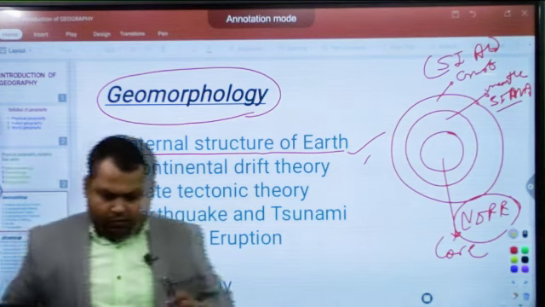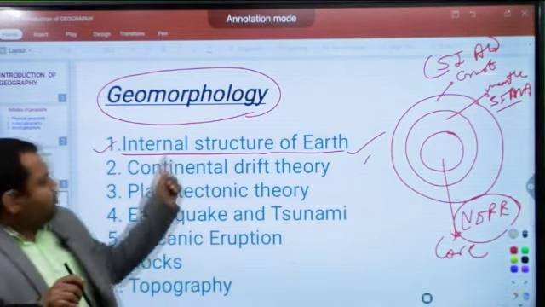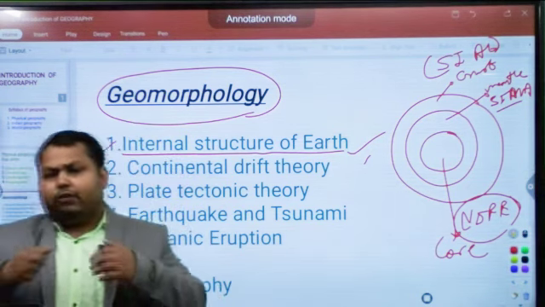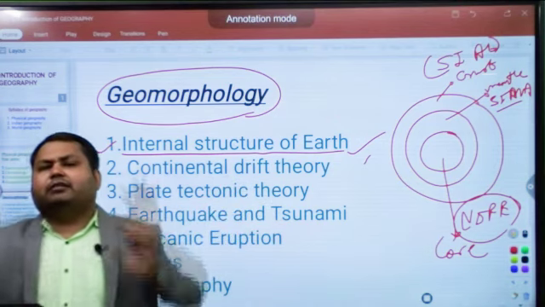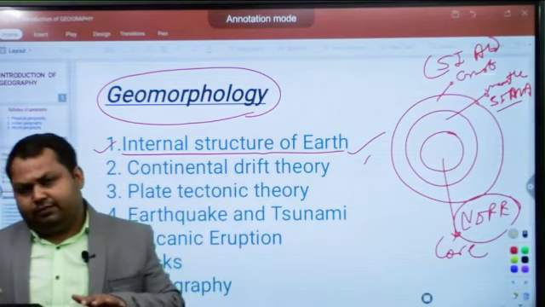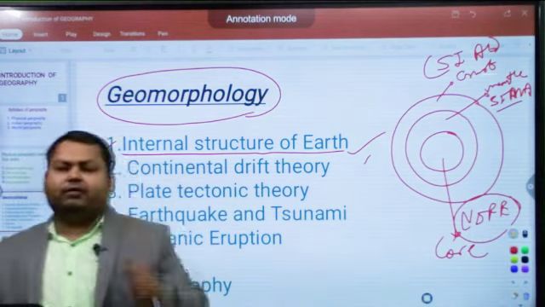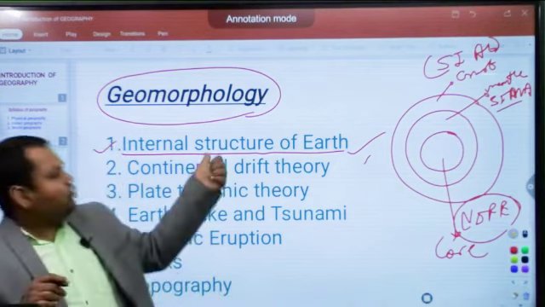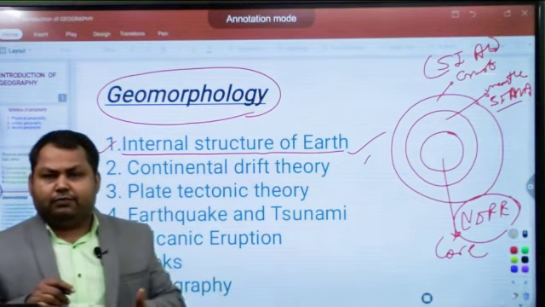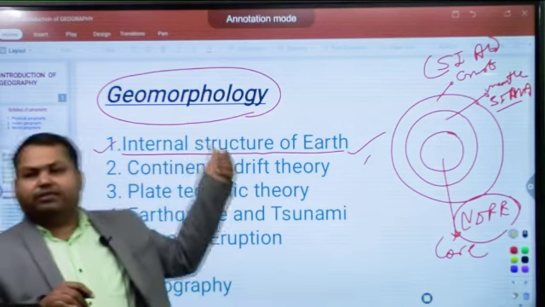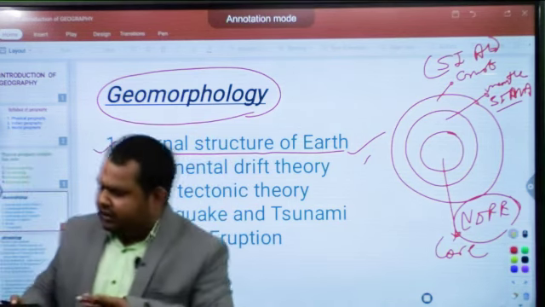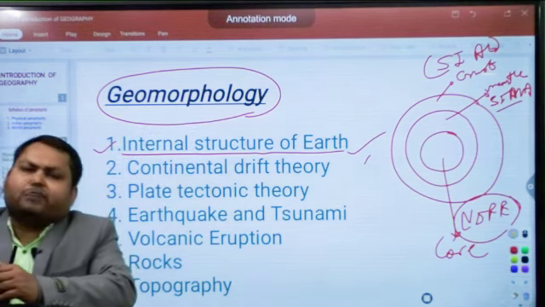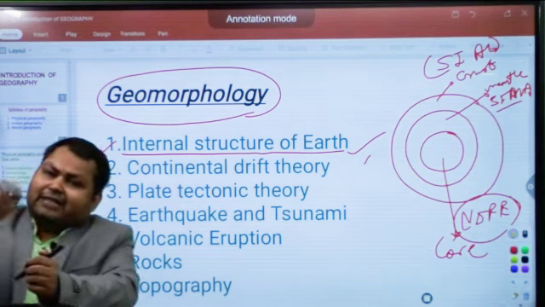Right? So necessarily this particular topic, internal structure of Earth, is going to explain every kind of structure created on the surface of Earth. So I consider this particular topic as the heart of physical geography. The internal structure of Earth is considered the heart of physical geography according to me, not by any other scholar. And UPSC may ask the same question.